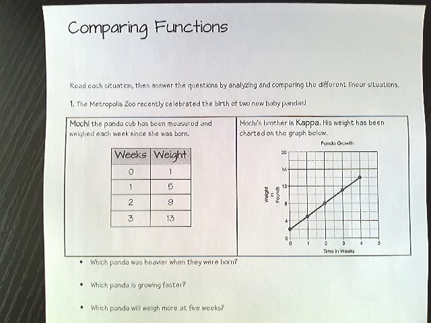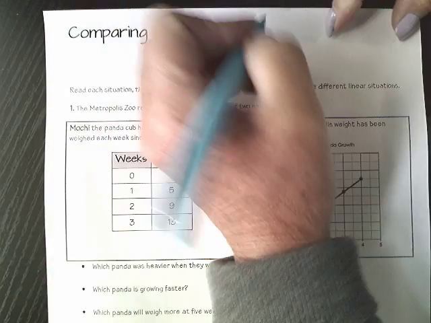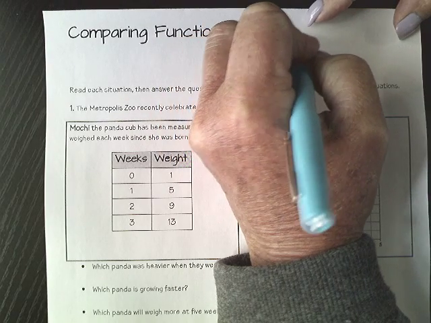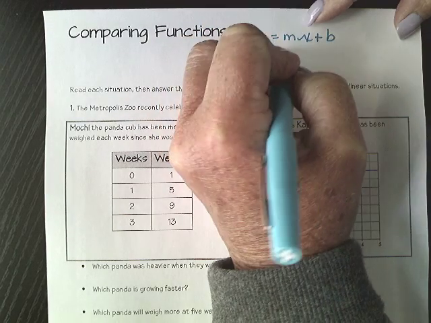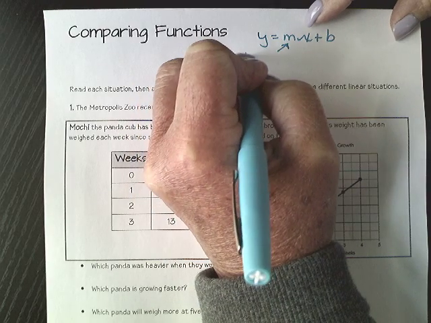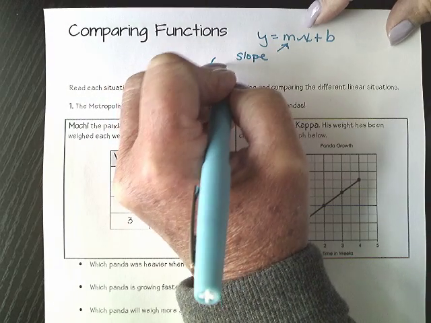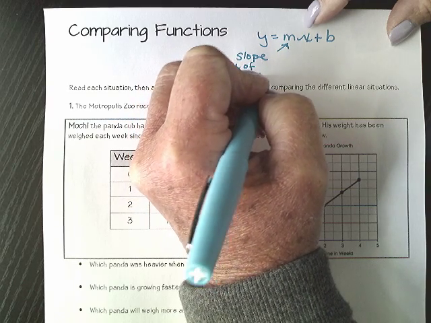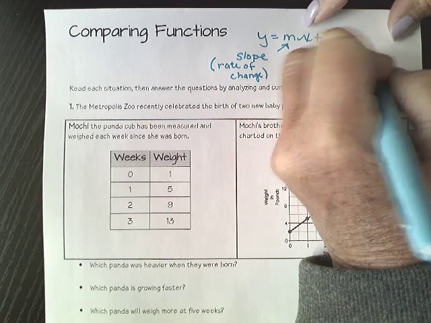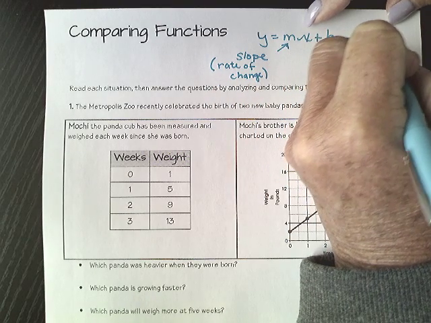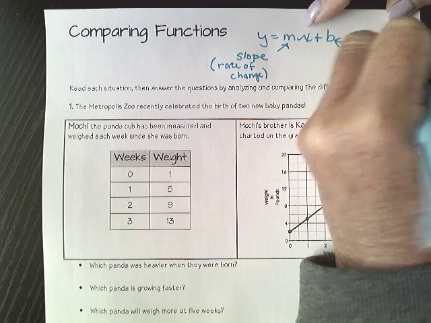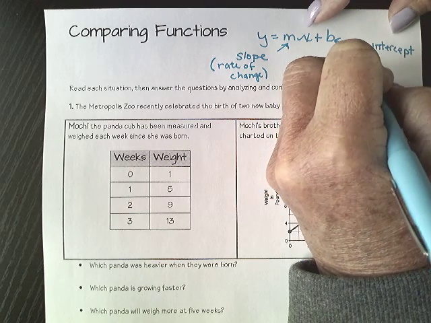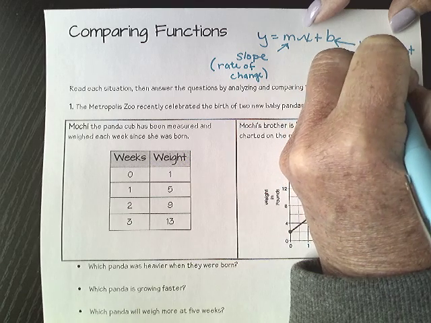Okay, we're going to be comparing functions today, and before we can compare functions, we have to remember what each part of the equation represents. So we are going to say y equals mx plus b. We know that m is our slope, which is our rate of change. And b is our y-intercept, which is our initial or starting point.